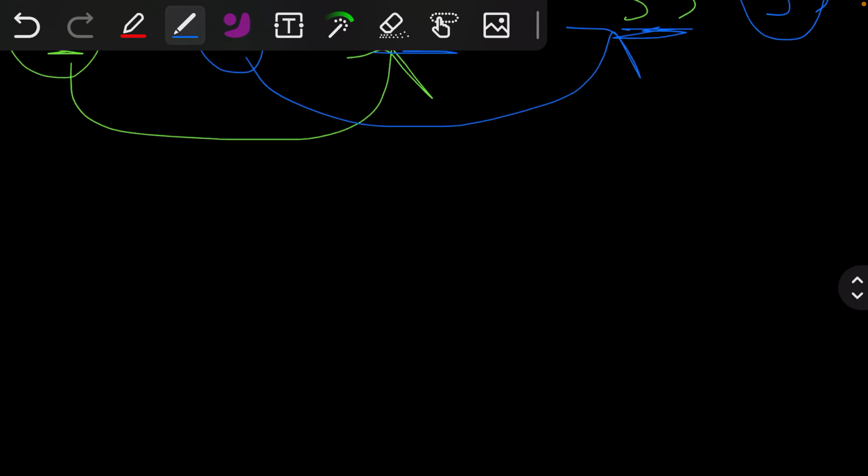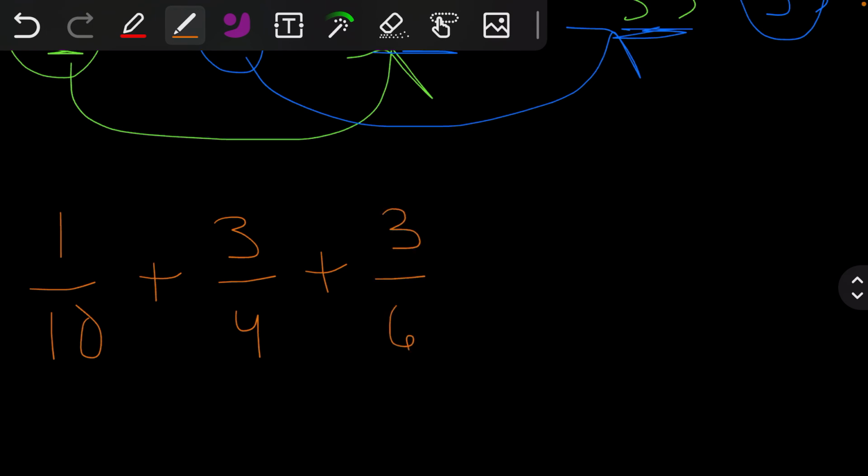Let's go to another example. Let's say we have 1 over 10 plus 3 over 4 plus, let's do 3 over 6. So what do we do in this case? Again, it's the same exact principle.